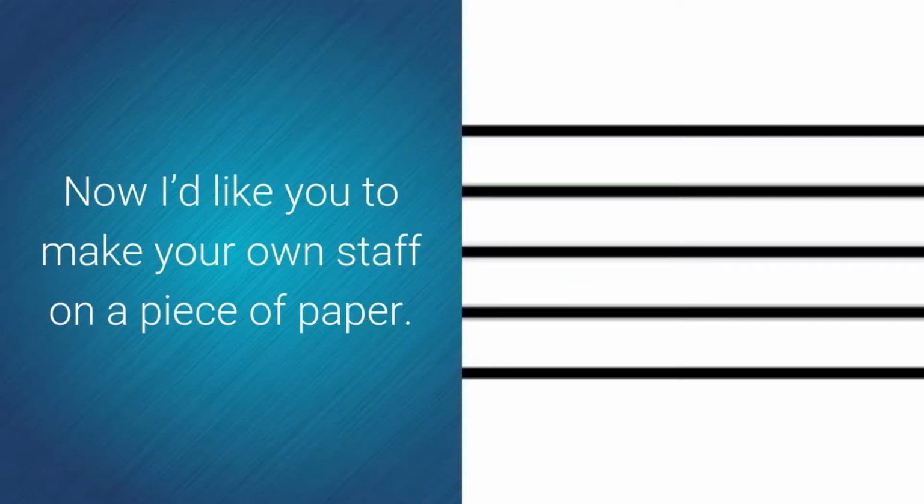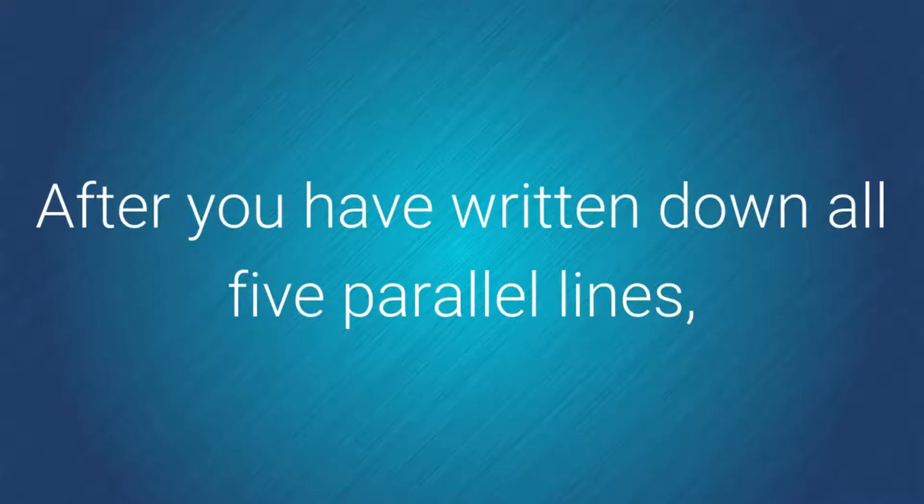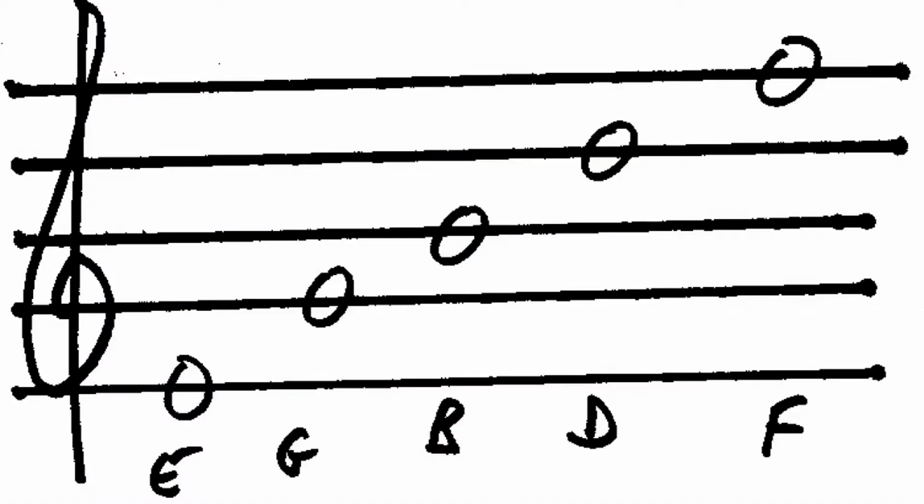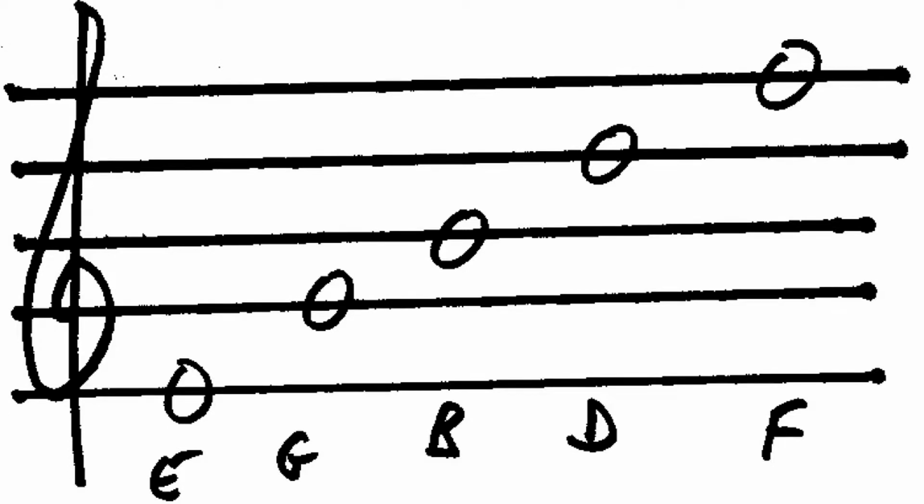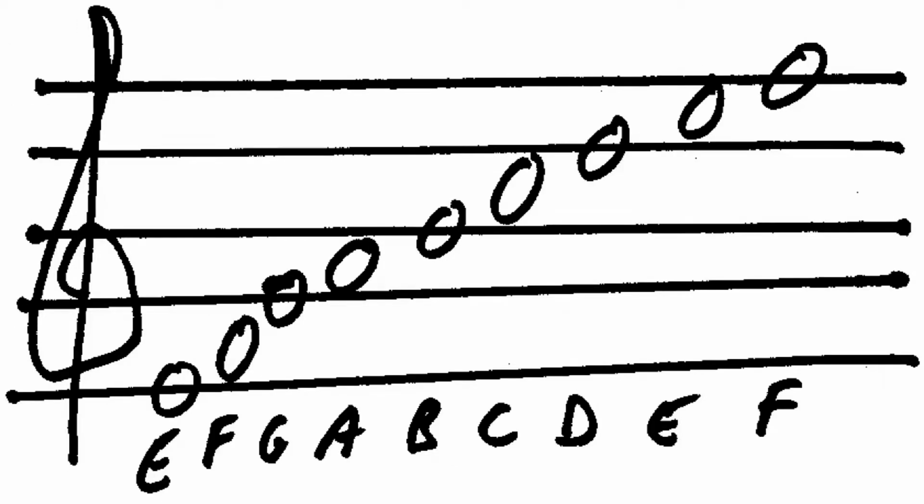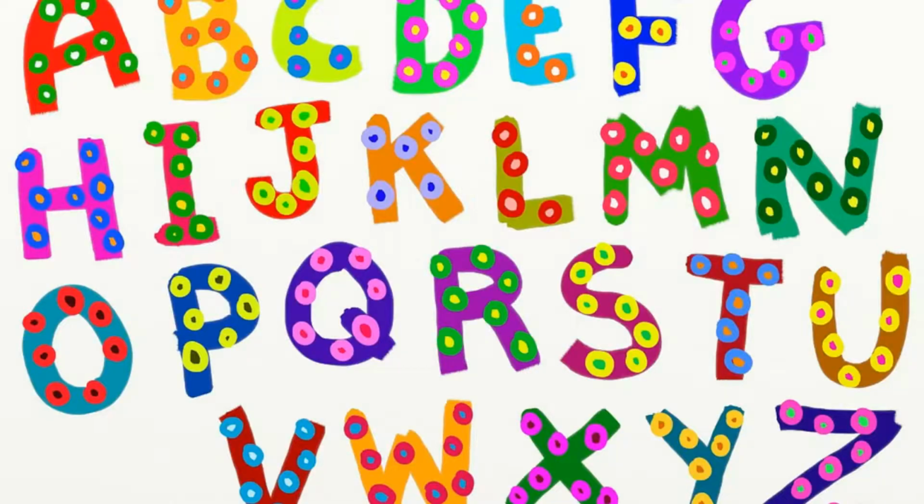Now I'd like you to make your own staff on a piece of paper. After you have written down all 5 parallel lines, write the names of the notes on each line, leaving space between each note letter. Then, fill in the spaces by writing their names down. You'll find that the letters go in alphabetical order from E, F, G, A, B, C, D, E, F. Did you notice that there is no H, I, J, K, etc. through Z? That's because the musical alphabet stops at G and repeats itself.